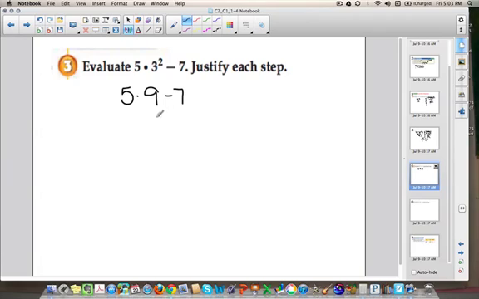I'm going to go back to the beginning of the order of operations. Parentheses? No. Exponents? No. Multiplication or division? Yes, right here. I'm going to start on the left and go to the right. So 5 times 9 is 45. And I'm going to bring down the minus 7 because I haven't used that part yet. Now I'm going to go back to the beginning. Parentheses? No. Exponents? No. Multiplication or division? No. But I do have subtraction, and that's the last part of the order of operations. So 45 minus 7 is 38.